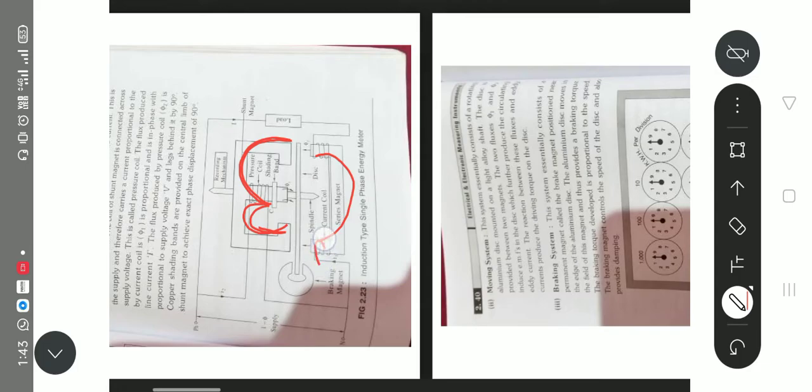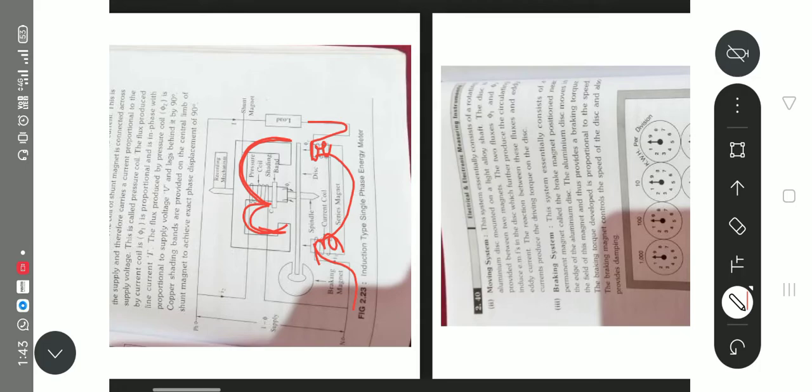The series magnet is connected here at both the ends. This winding is there, no? That is the current coil. The current coil secondary is connected to the load and the primary is connected to the supply.